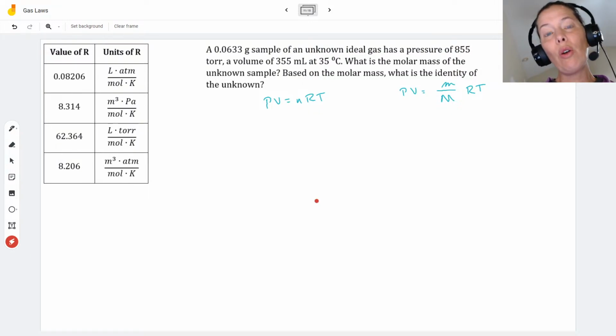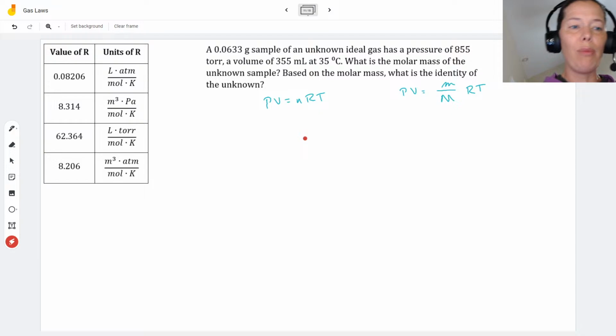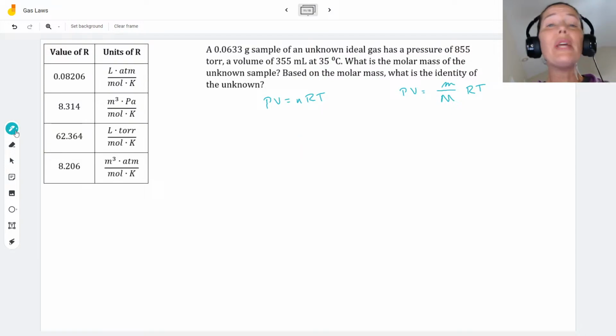So I am going to go through this problem and I am only going to use the ideal gas law to get to the answer of this problem, because you can use either, but I want to show how you can use ideal gas law for this particular problem.